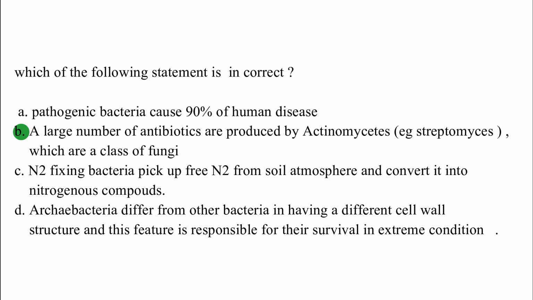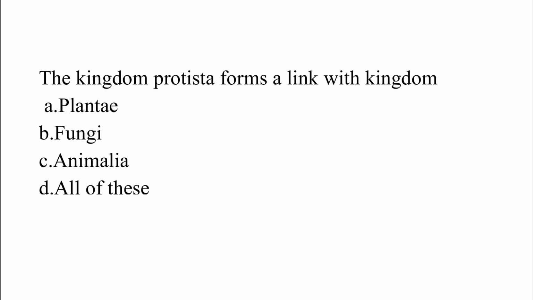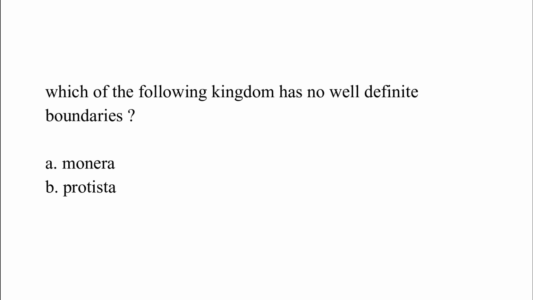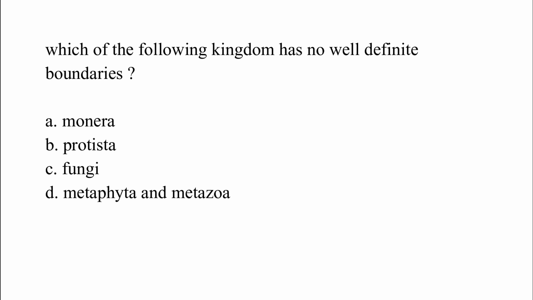The kingdom Protista forms a link with which kingdom? Option A, Plantae. Option B, Fungi. Option C, Animalia. Option D, all of this. The correct answer is option D, which is all of this. Which of the following kingdoms has no well defined boundaries? Option A, Monera. Option B, Protista. Option C, Fungi. Option D, Metaphyta and Metazoa. The correct answer is option B, which is Protista.